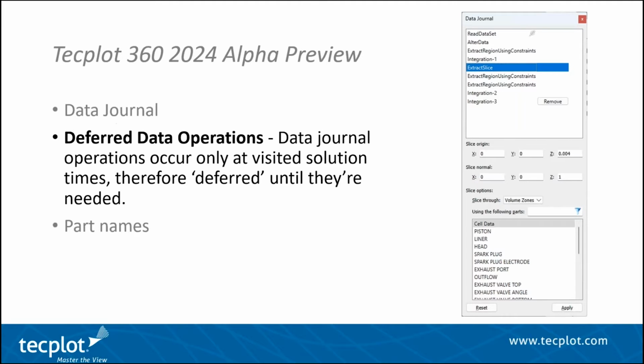And through the use of the data journal, we're able to accomplish deferred data operations, which means that we are only executing this journal at the solution times that you visit. So therefore, if you only need to look at, say, the middle time step or the last time step in your data set, we're only going to do these data operations for those particular time steps that you visit, therefore saving you time.